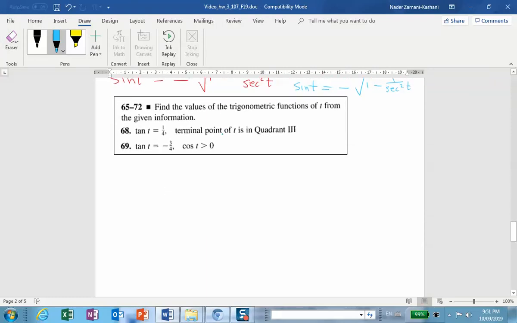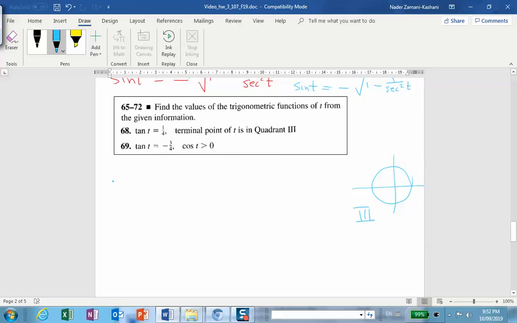Let's go finish it here. Okay, so what does it say? Find the values of the trigonometric functions of t from the given information. Tangent of t is 1 over 4, and the parameter t is in quadrant 3. So there is quadrant 3.